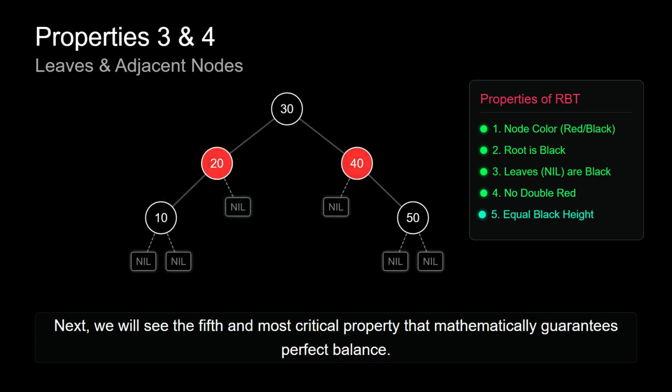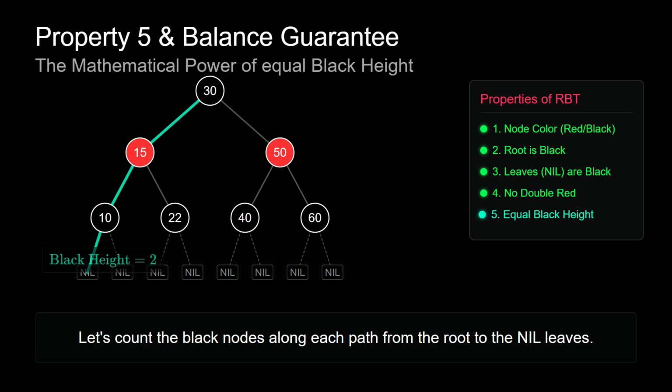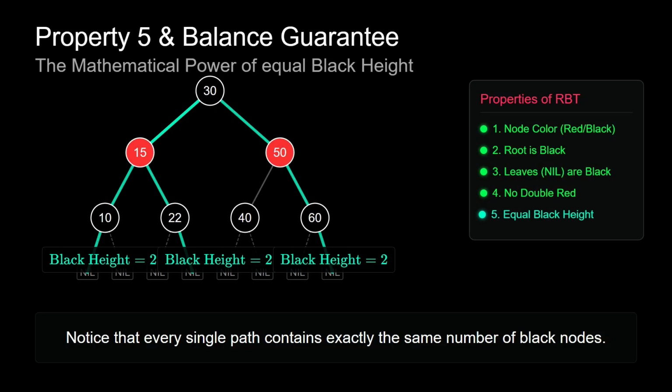Next, we will see the fifth and most critical property that mathematically guarantees perfect balance. The fifth property is the black height property. All simple paths to descendant leaves have equal black nodes. Let's count the black nodes along each path from the root to the nil leaves. Notice that every single path contains exactly the same number of black nodes.